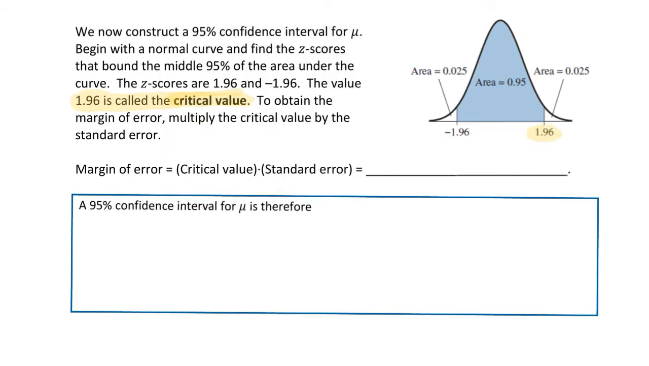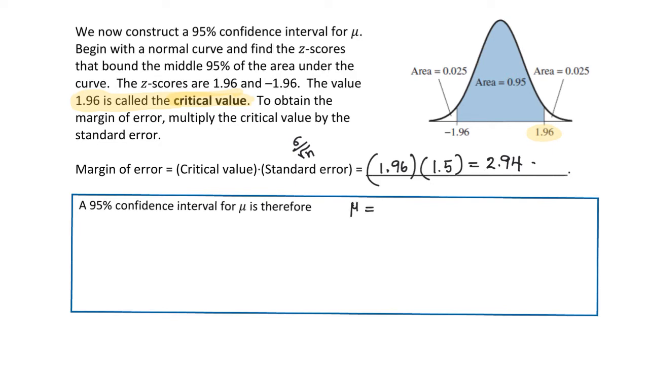To obtain the margin of error, multiply the critical value by the standard error. So margin of error is critical value times the standard error. So 1.96 times the standard error, 1.5, is equal to 2.94. We calculated the standard error on the previous page using the formula sigma divided by square root of n. Now we find the margin of error.